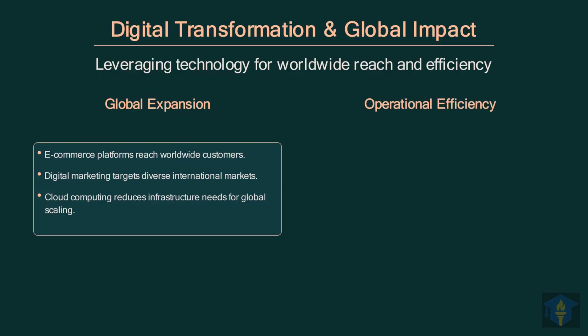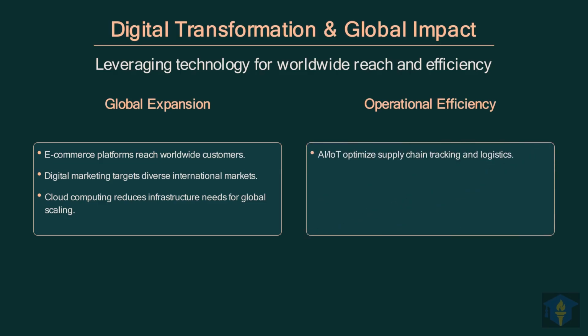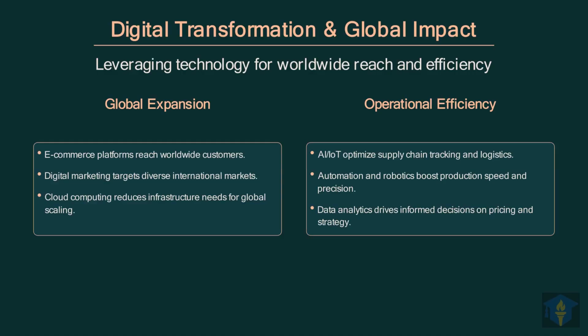Cloud computing significantly reduces infrastructure needs, making global scaling more accessible. Next, we have operational efficiency through technological advancements. AI and IoT technologies optimize supply chain tracking and logistics management globally. Automation and robotics boost production speed and precision in manufacturing processes. Data analytics drives informed decisions on pricing and strategic planning across markets.